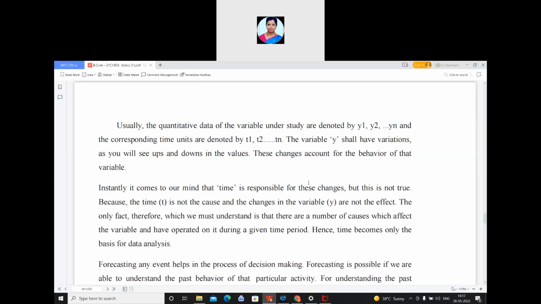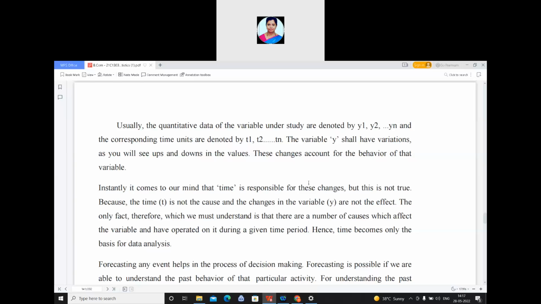Hence we can say that in the analysis of time series, time is the most important factor, because the variable is related to time, which may be a year, a month, an hour, or even minutes or seconds.